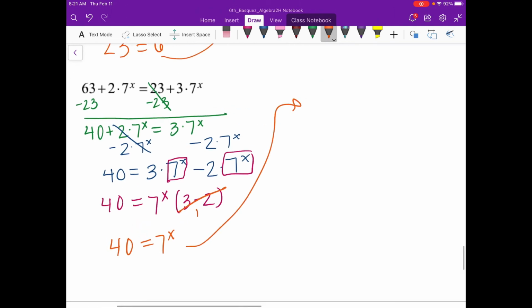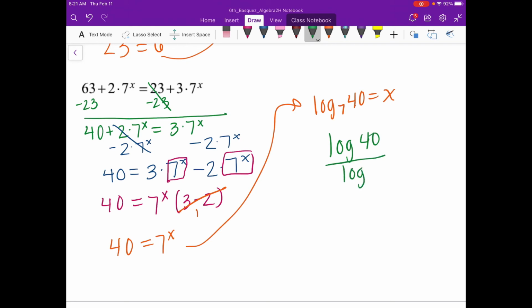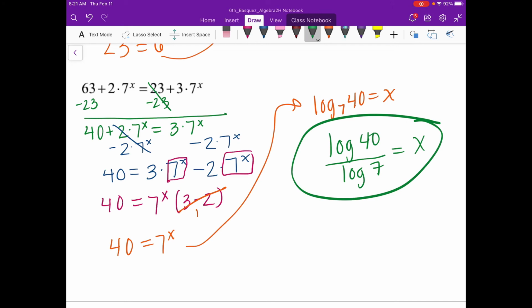So change this to a log. That becomes log base 7 of 40 equals x. And the only way I can get an exact answer is if I use change of base for this one. So that's log of 40 over log of 7 equals x. And that's my exact answer. So this is the end of our notes.